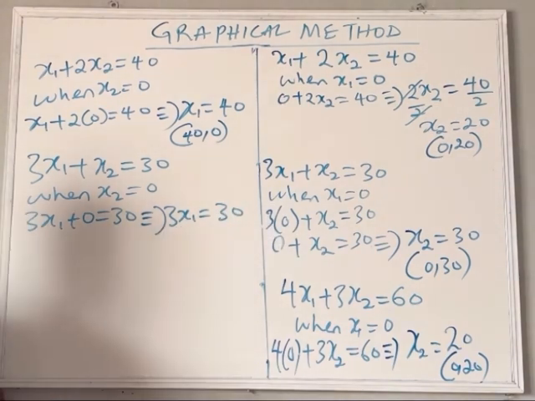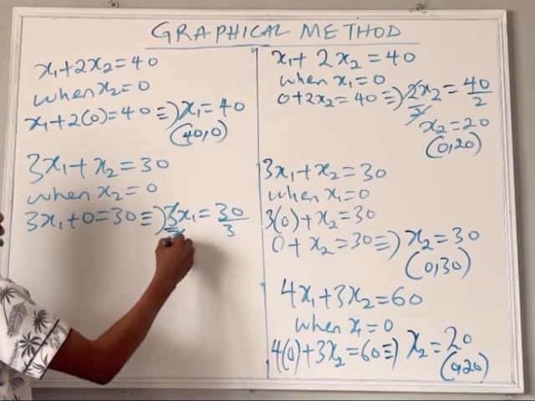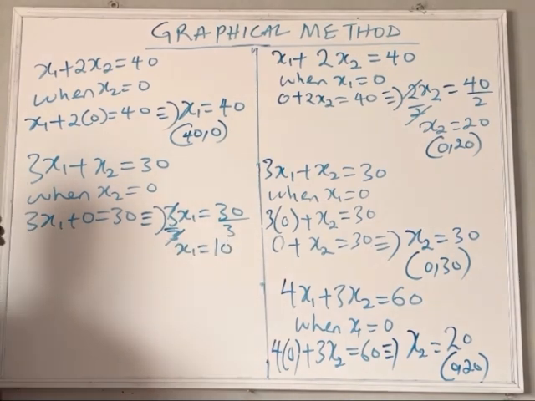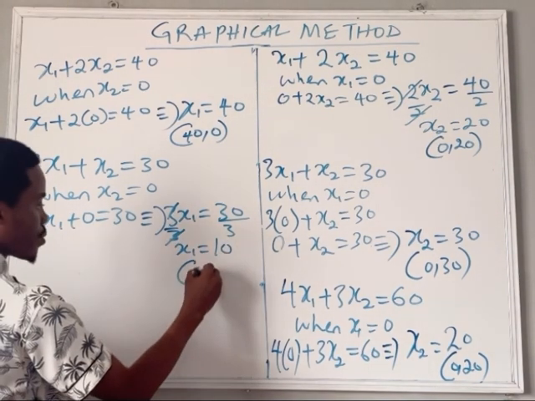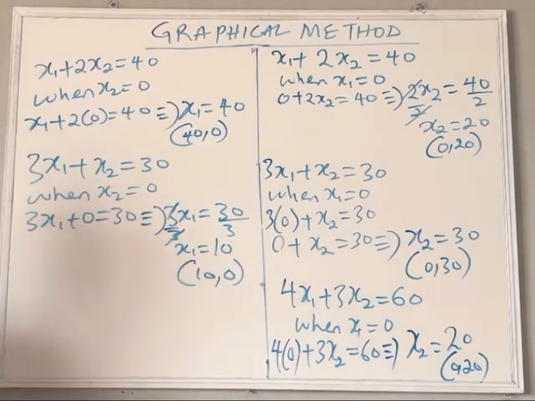If you want to get the value for x1, you have to divide by 3 on both sides, so that you get x1. Your x1 will be 10. So when your x1 is 10, your s2 is 0. This is the point for the second constraint.